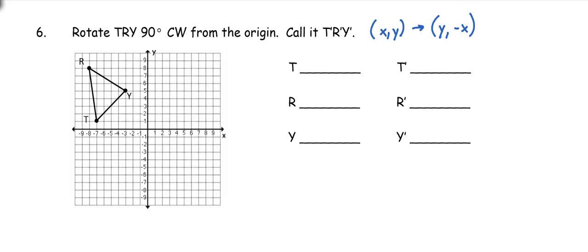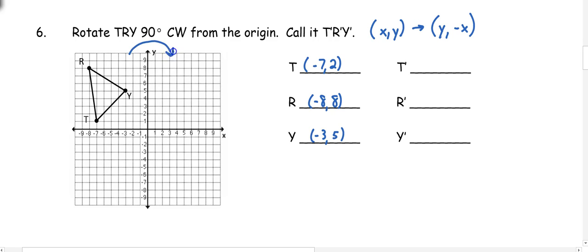Let's find our points before we do anything. T right now is -7, 2. R is -8, 8. And Y is -3, 5. If we're rotating 90 degrees clockwise, remember that every time we move 90 degrees is one quadrant. So if we're moving clockwise, we're going to have our image move to the first quadrant. This is a way to check yourself to make sure you're graphing correctly.